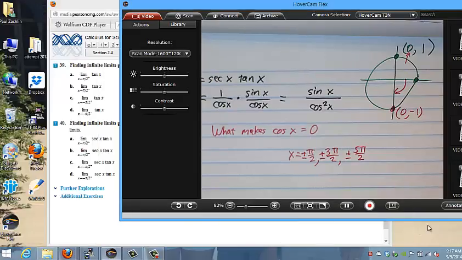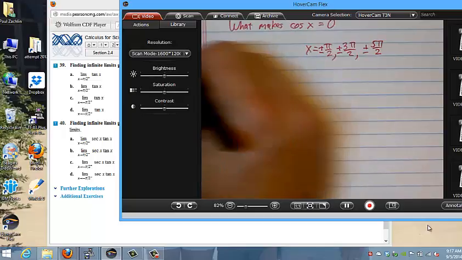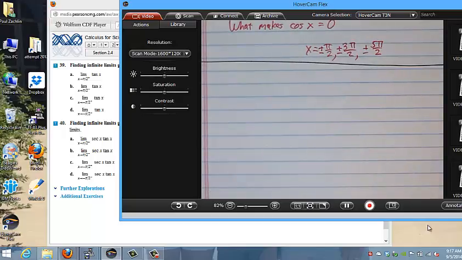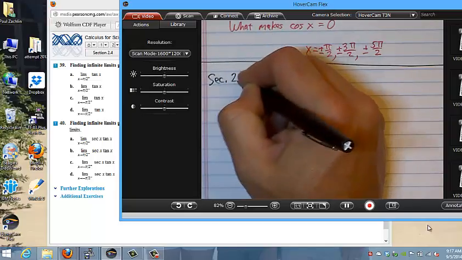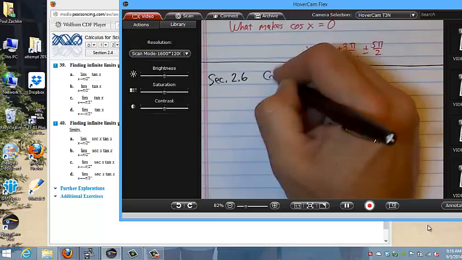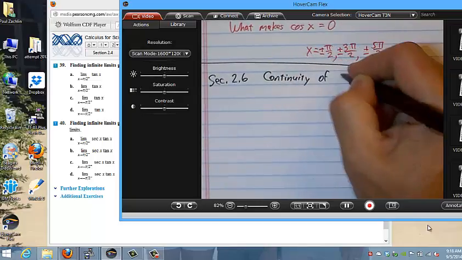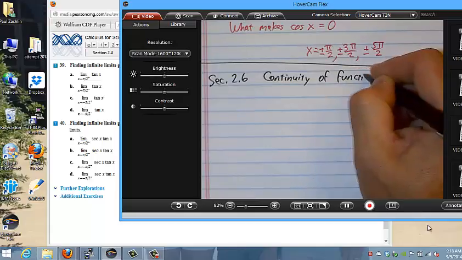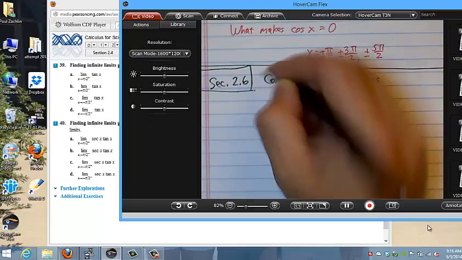To introduce a little bit of the lesson for next time that you're going to read about this weekend, okay? Because honestly, the next two lessons take more time than these last two have, okay? So section 2.6 is on continuity of functions. What it means to be continuous. Okay?